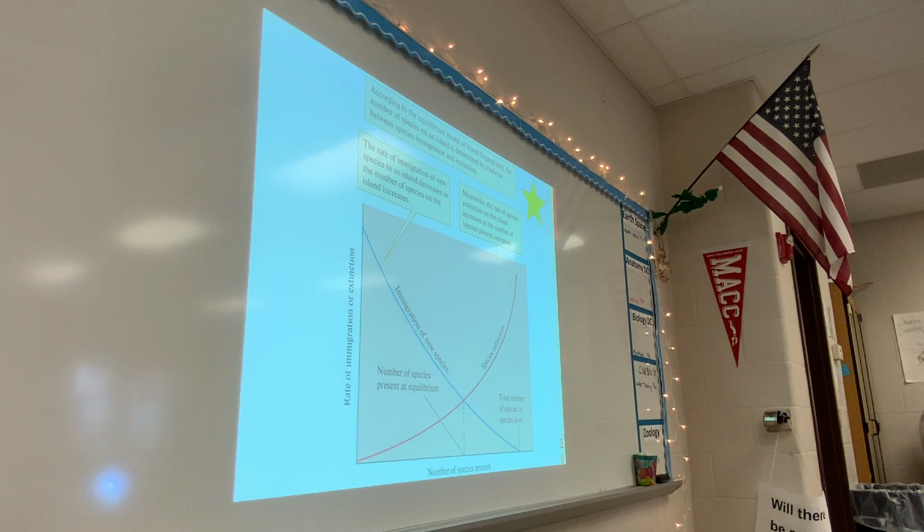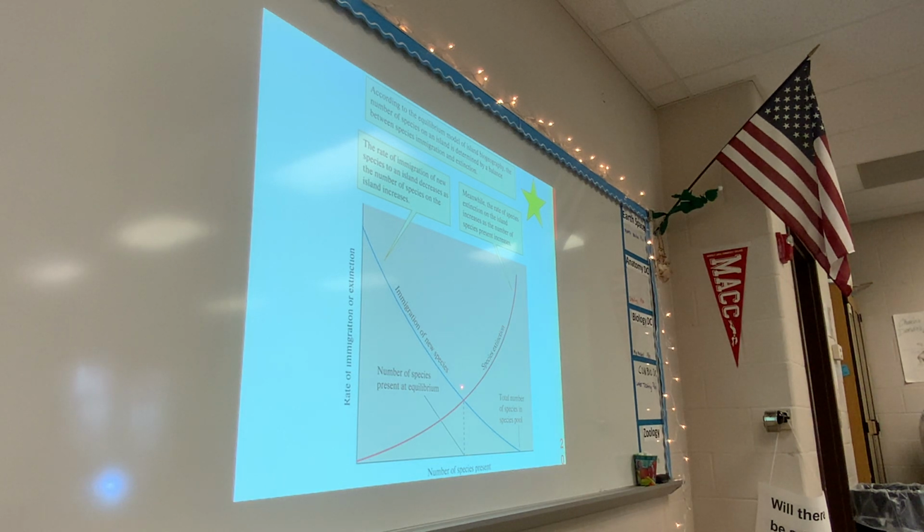This shows how it works. The red line is species extinction, and the blue line is immigration of new species. At first immigration is really high, with a high immigration of new species, and then that is going to decline. At first species extinction is very low, and then eventually it is going to rise.